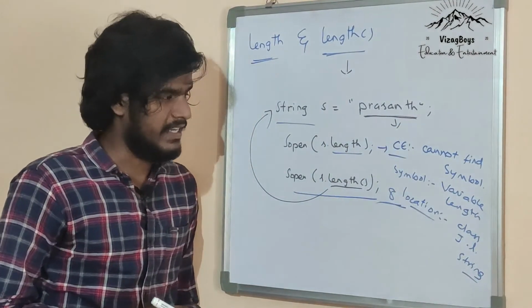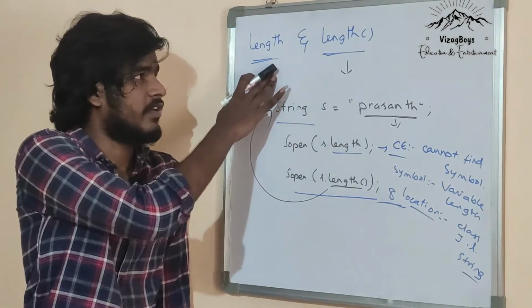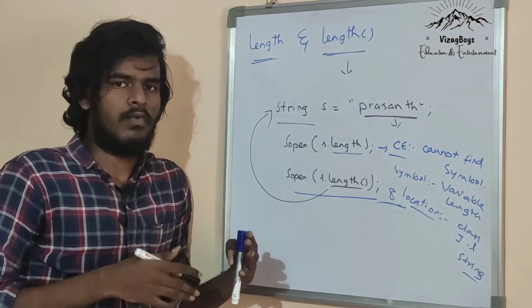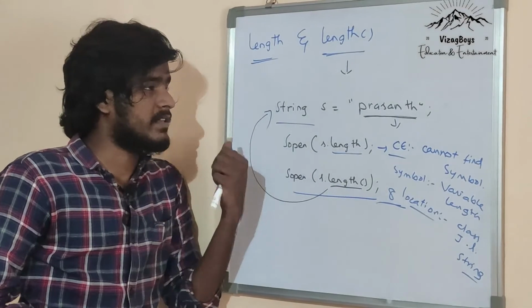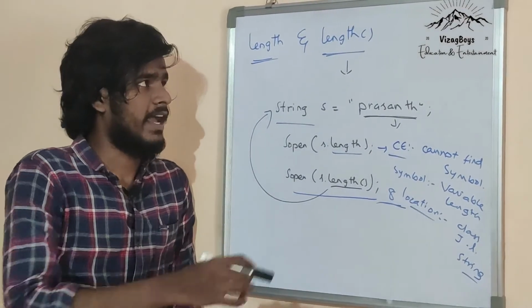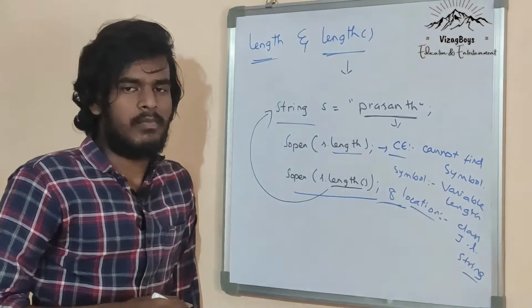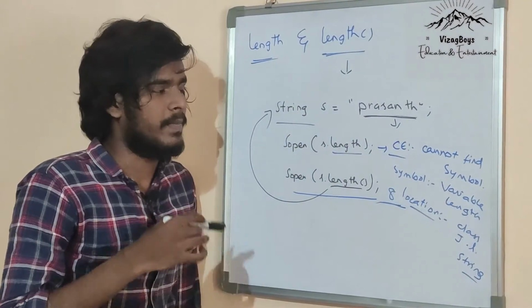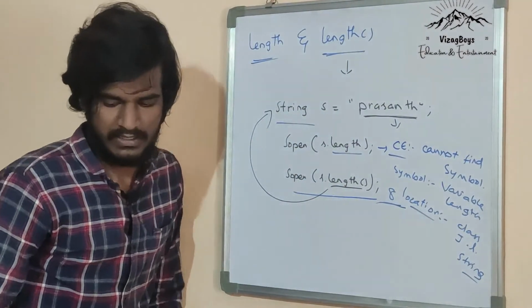Listen carefully. What is the length variable and length method? Length variable is applicable only for arrays and it represents the size of the array, whereas length method is applicable only for string objects and it represents number of characters present in a string.